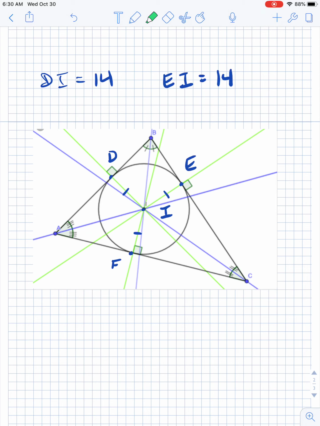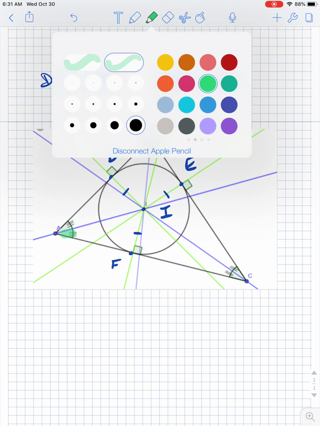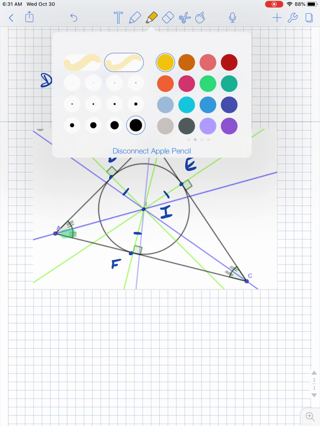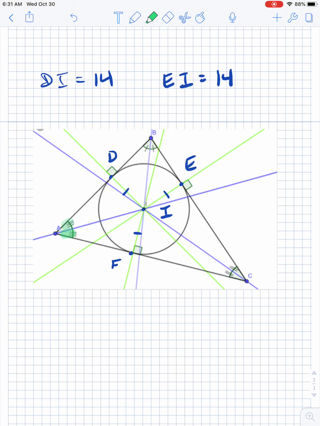So you have that this angle over here, which I'm highlighting, is congruent to this other angle, which I'm going to highlight in a different color, to that angle, right? Those two angles are congruent to each other. It's highlighted in the same color. We have that these two angles are congruent to each other.